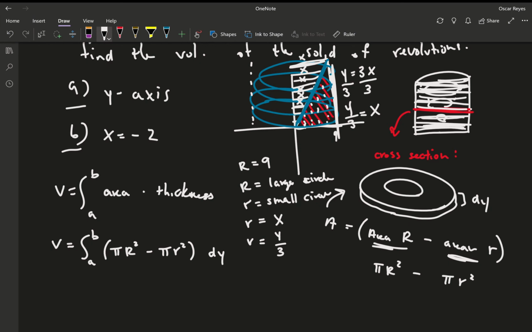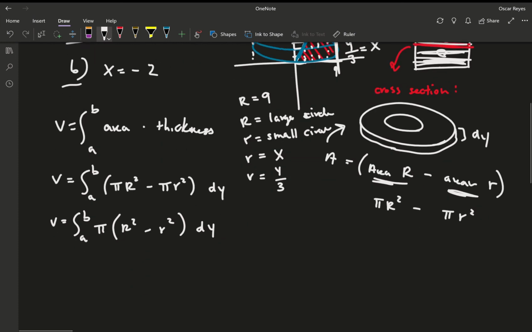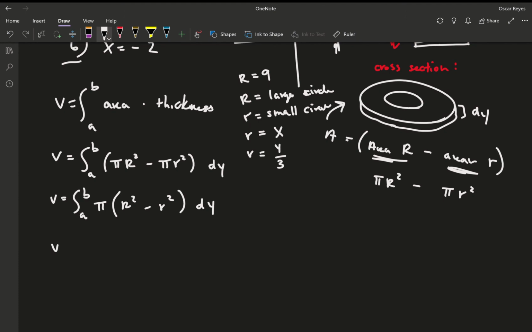So if we plug that in, it'll eliminate our little r, and we can have it in respect to y. So our volume from A to B, we can pull the pi out. We have our R squared minus little r squared with respect to dy. Now if we just plug that in, our volume is equal from A to B, pi times our big R, which we know is 9 squared, minus our little r, which we know is y over 3 squared, dy. So now we don't have any other variable besides y in there. So we're good on that.